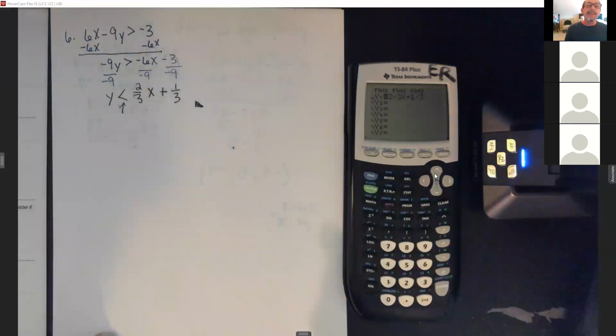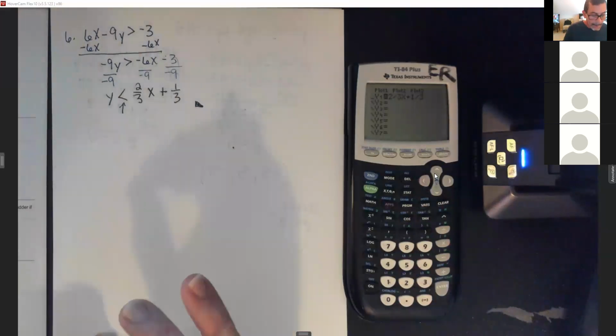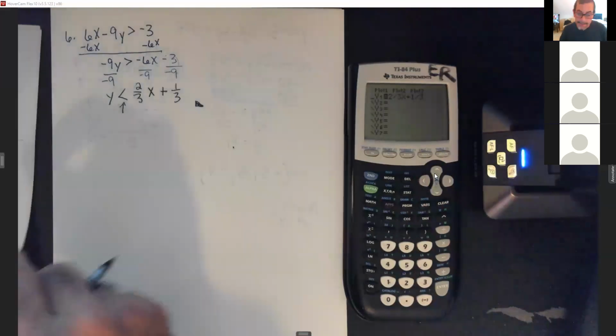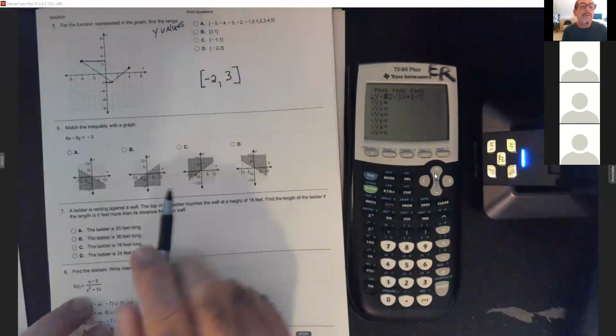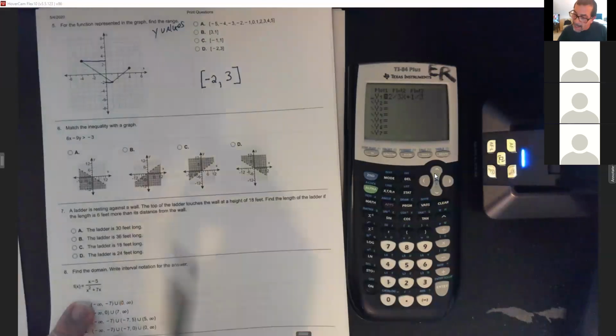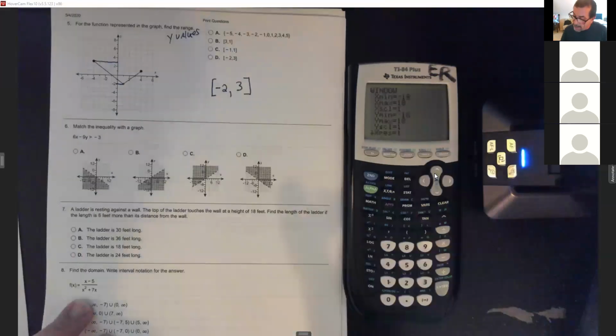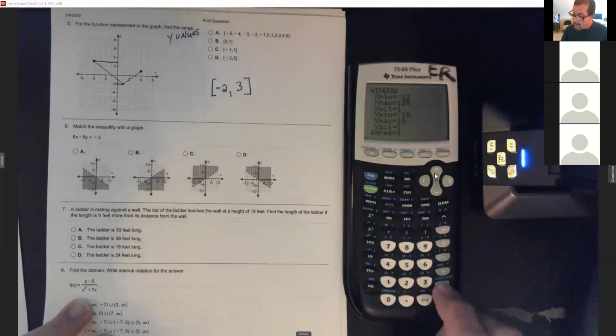So I got my equation in. I've got my shading done. And I'm going to set my window because look, theirs goes from -12 to 12 on the answers. So I want mine to match. So I'm going to hit that window button and go from -12, enter, to a positive 12. And then I'm going to go to Y min and go from negative 12, enter, to a positive 12.